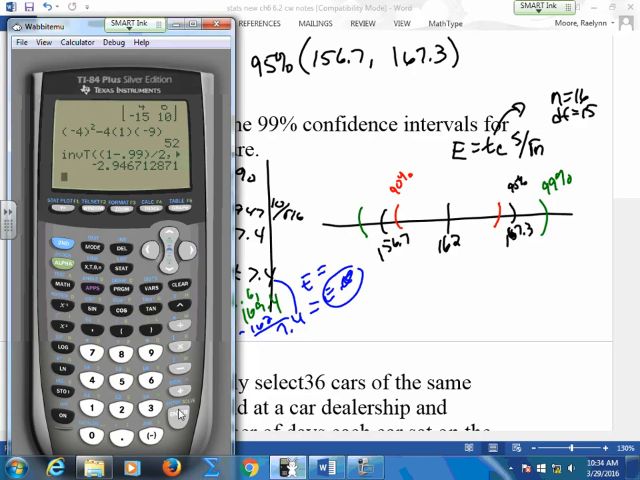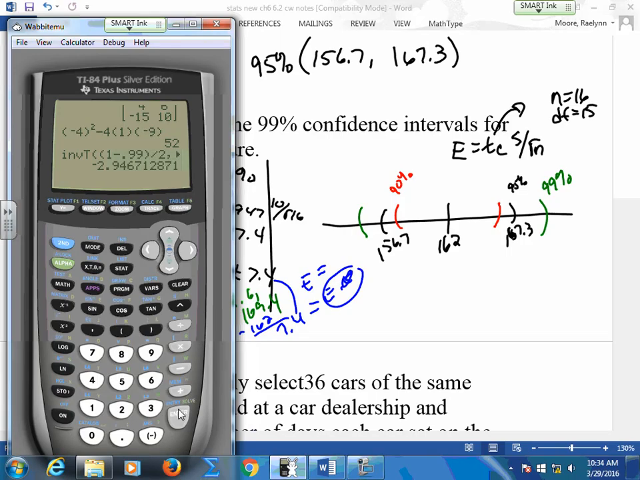So for confidence, it's always (1 minus confidence) divided by 2. It's the same as your inverse norm. You take the 1 minus confidence because it has to fall in the middle. 99% of it has to fall in the middle. So if that's where you're going to make your mistake, that's a big mistake.